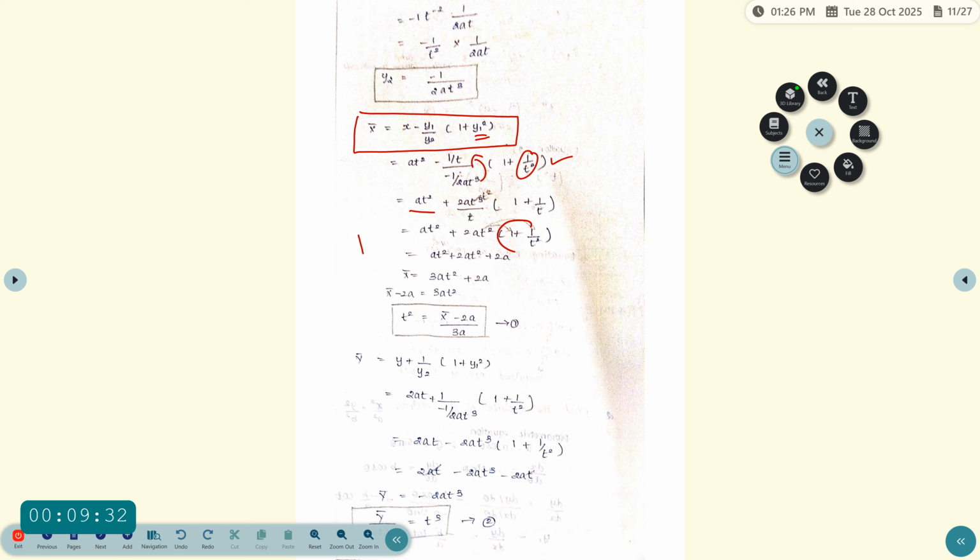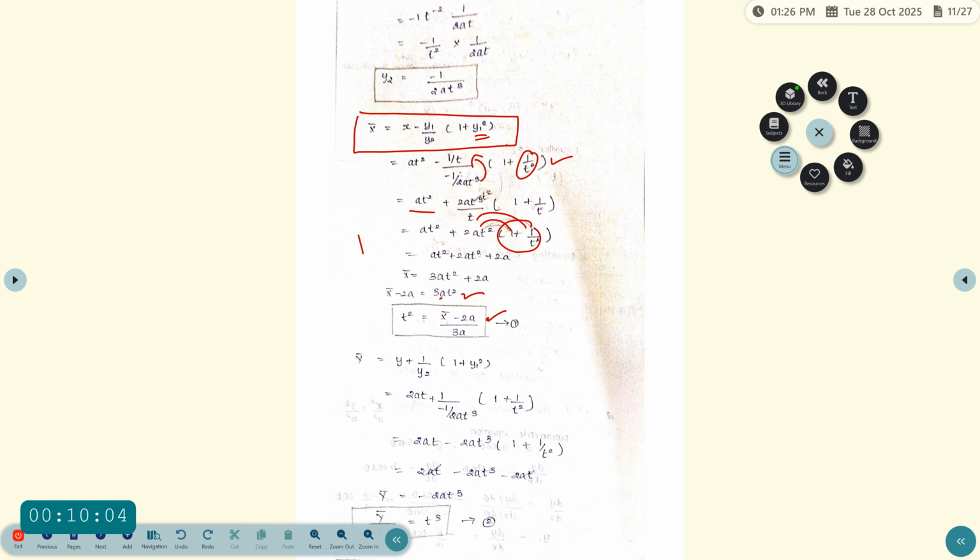And here we have to take the LCM, or multiply inside 2at square with the two terms, and we are getting x bar minus 2a equal to 3at square. From this, we can find the value of t square as x bar minus 2a by 3a. Why we are making this arrangement: our aim is to eliminate the third parameter, whether it may be t or theta. Our aim is to eliminate the third parameter in the fourth stage. For that purpose only, this equation can be modified as t square is equal to x bar minus 2a by 3a.